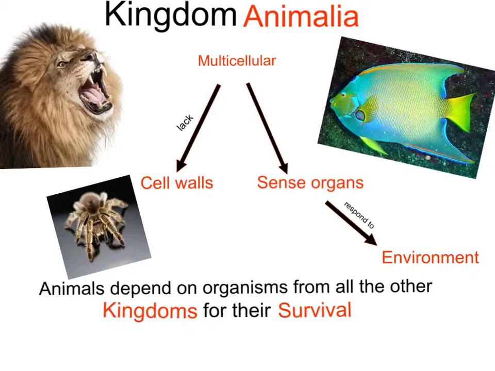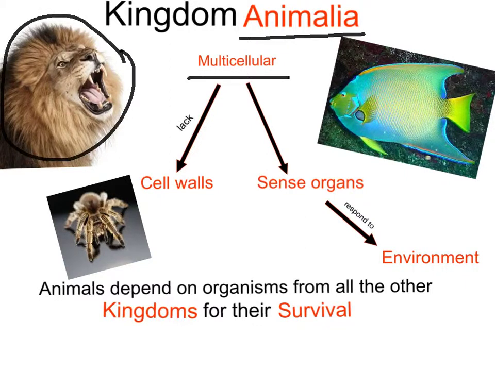And now we'll talk about the final kingdom. The kingdom Animalia contains complex multicellular organisms, such as this very vicious lion. And animals do not have cell walls like their plant counterparts, and they are usually able to move around and have specialized sense organs. These sense organs allow animals to respond quickly to the changes in their environment, a distinct advantage to survival of the species.